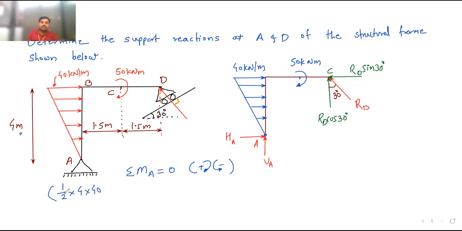So if I calculate this, what will I get? I will get the point load. Okay, this is not a moment. Now multiplied by lever arm.